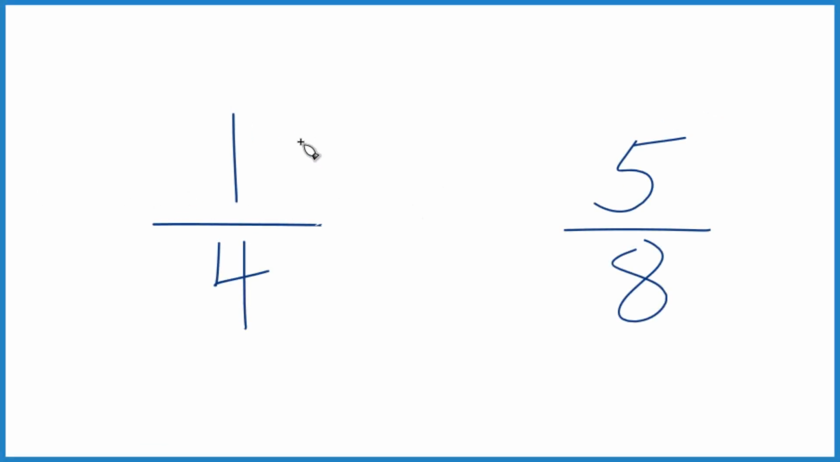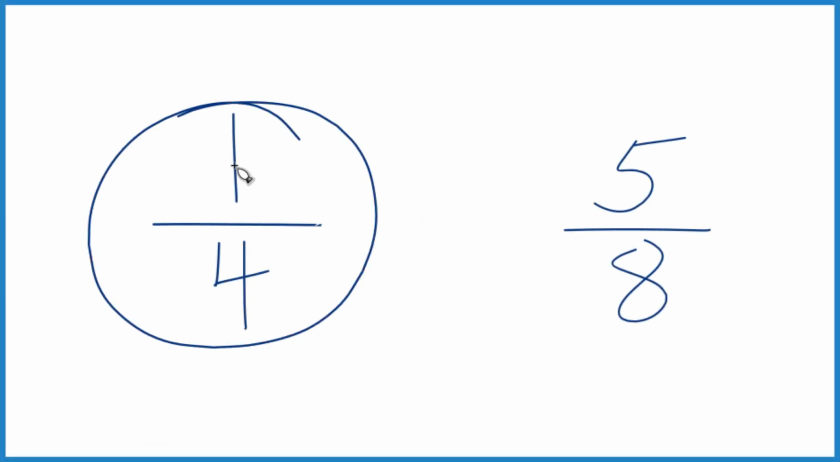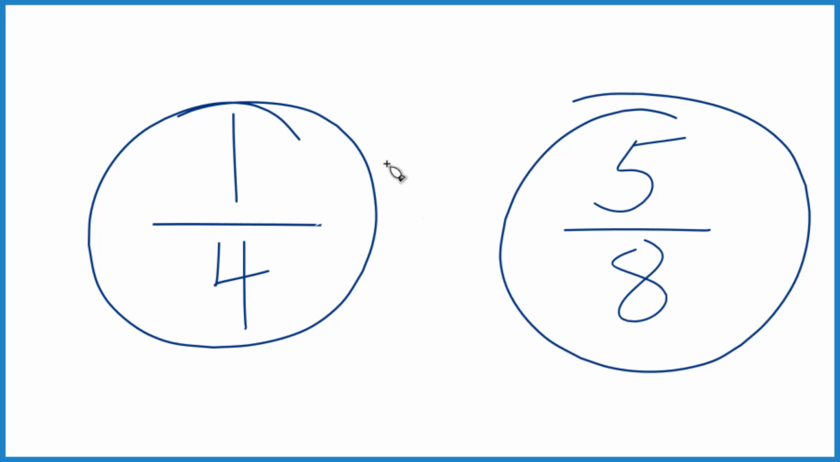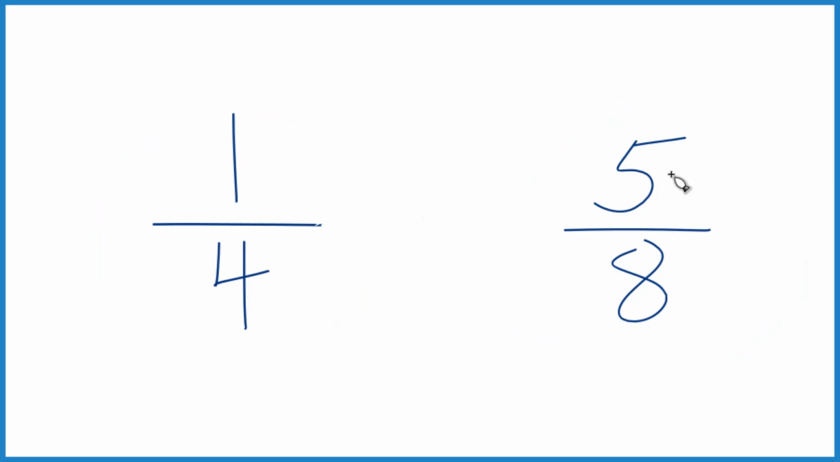In this video, we're going to find the fraction halfway between 1/4 and 5/8. So exactly between 1/4 and 5/8. We want to find that midpoint. A few ways you could do it. You could add 1/4 plus 5/8 and divide by 2, and that would give you that midpoint. I like to get the denominators to be the same and then just compare the numerators.